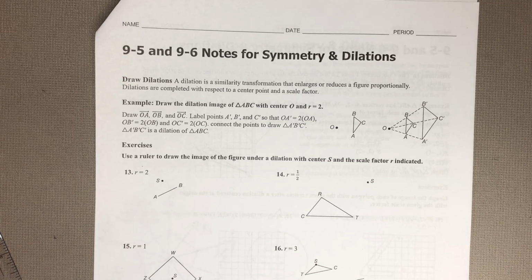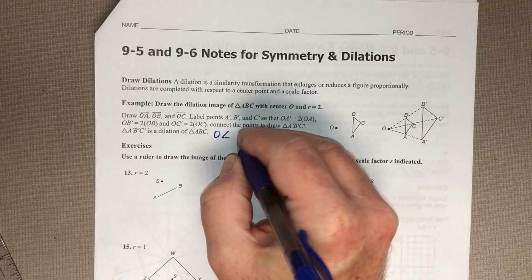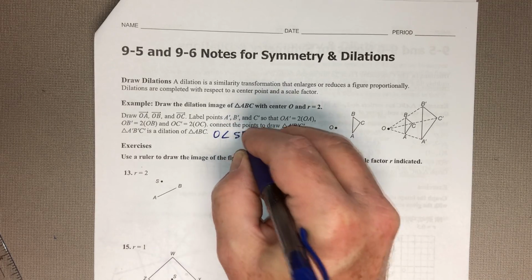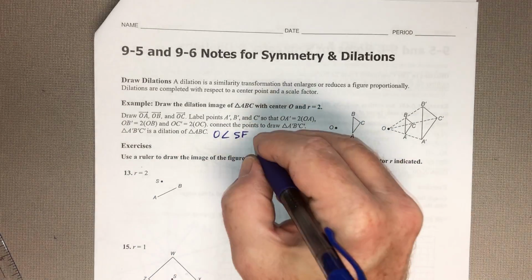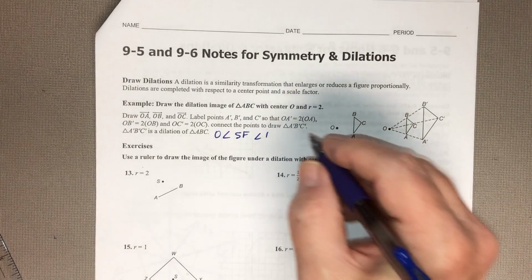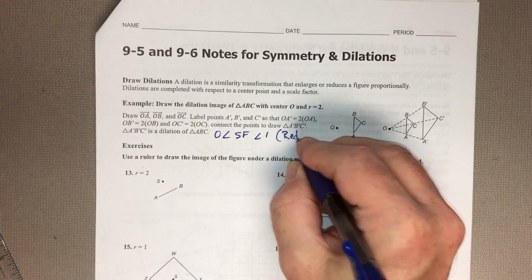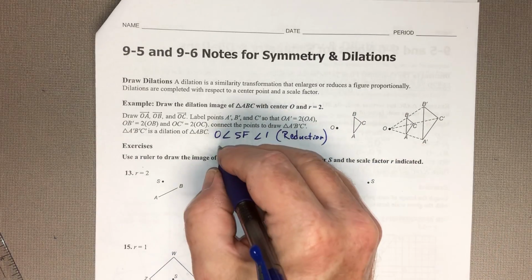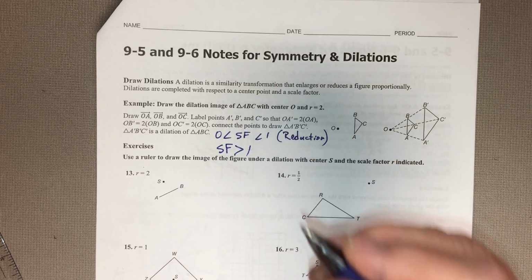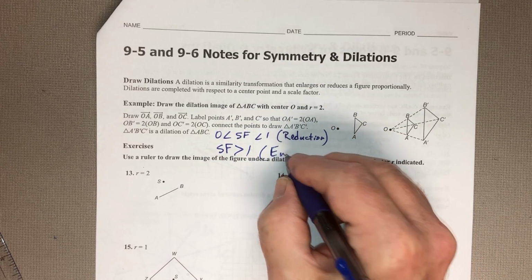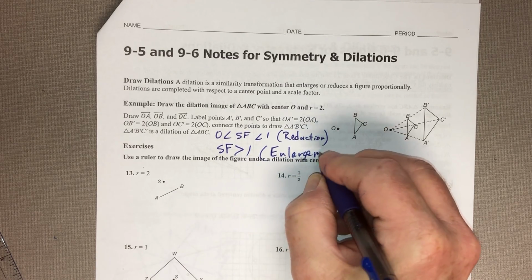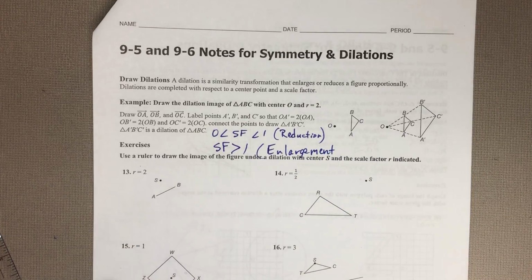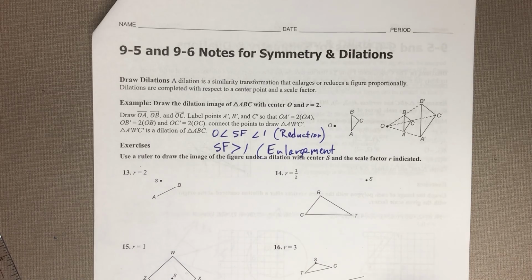And you need to remember that if the scale factor, and I'm going to abbreviate SF for scale factor, is between 0 and 1, you have what we call a reduction. That's going to make the figure or solid or whatever smaller. All right, if your scale factor is greater than 1, then you have what we call an enlargement. Okay. All right. Let's move on to the exercises.